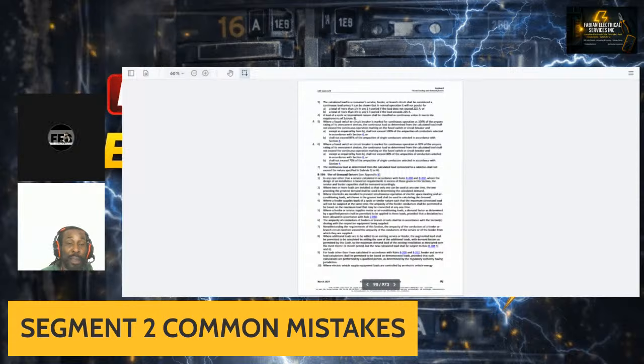Very important. So anyone here open a panel and nothing is labeled properly?